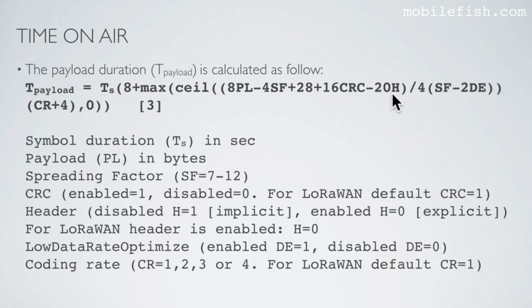This is the header. If disabled, this value is 1, meaning implicit mode. When enabled, this value is 0, meaning explicit mode. For LoRaWAN, this header is enabled, meaning this value is 0. This is the low data rate optimize. If enabled, this value is 1. If this is disabled, this value is 0. This is the coding rate. For LoRaWAN, the value is 1.